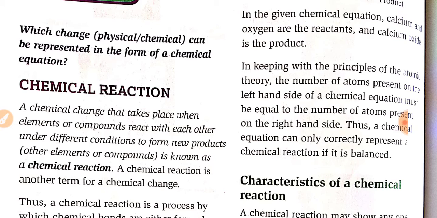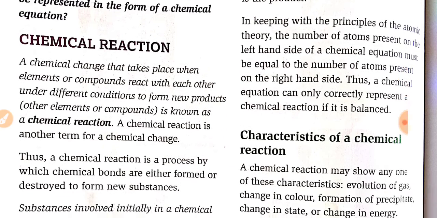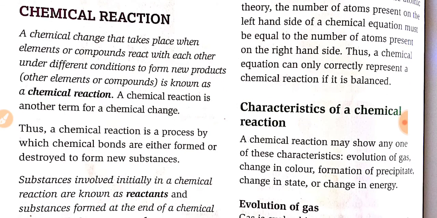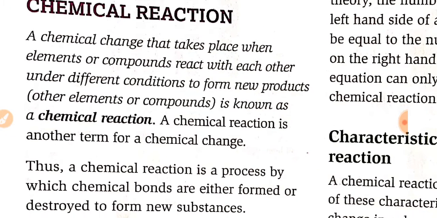So, which change, physical or chemical, can be represented in the form of a chemical equation? If we want to represent any physical or chemical change in the form of a simple chemical equation, for this we have to learn about the chemical reaction. A chemical change that takes place when elements or compounds react with each other under different conditions to form new products, other elements or compounds, is known as a chemical reaction.